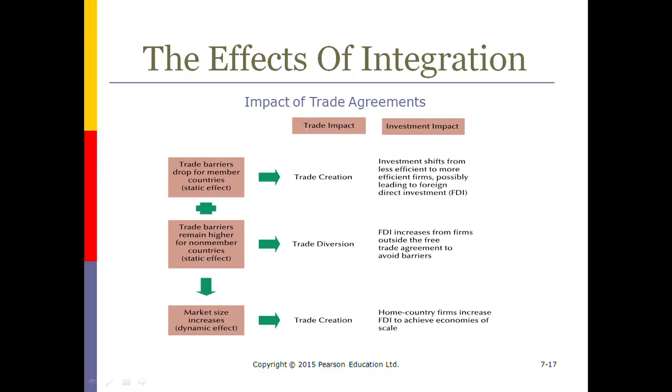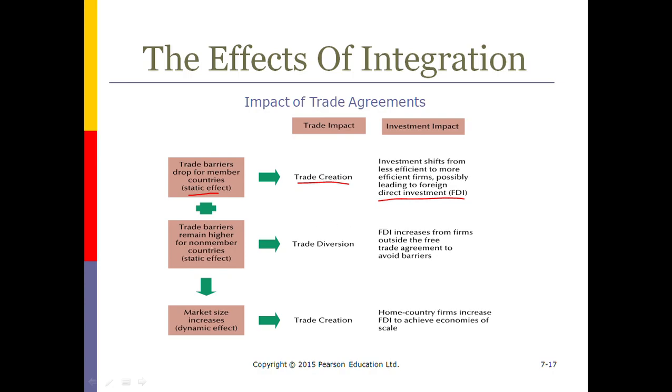So here, if you look at this table, you will see what would be the trade impact and the investment impact of actions taken in the integration. So if there was a trade barrier drop for a member country, that means it is a static effect, where you would say that you no longer want to have any trade barrier between your country and the countries which fall in your agreement. Basically, you may lead to trade creation. That means your investment will shift from less efficient to more efficient firms, and maybe it can also lead to FDI to that particular country in question.